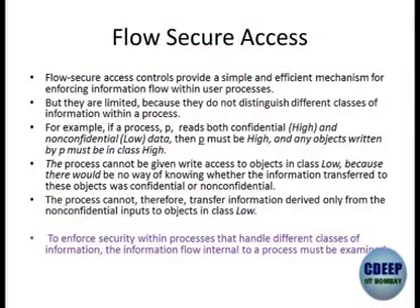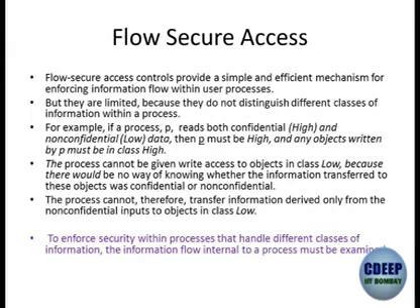Because of the problem caused by variable classes, most access control based mechanisms bind objects and processes to fixed security classes. The security class of a process is determined when P is initiated. So now you can define the notion of a flow secure access, which means that once access is granted, the flow is assured to follow what has been specified. For example, flow secure access controls provide a simple and efficient mechanism for enforcing information flow within the user processes. But they are limited because they do not distinguish different classes of information within a process.